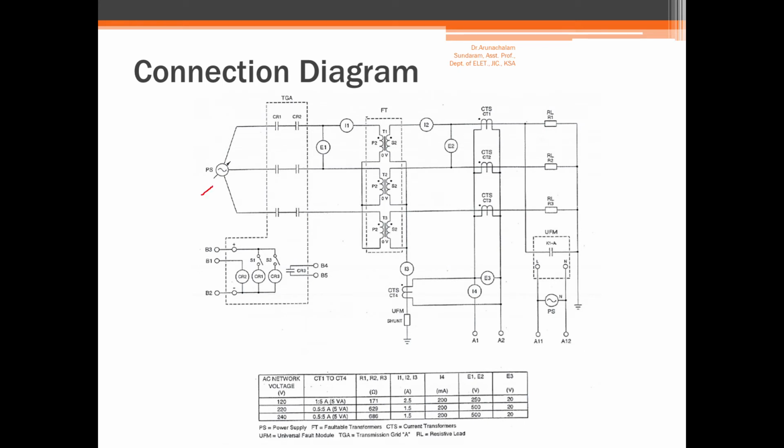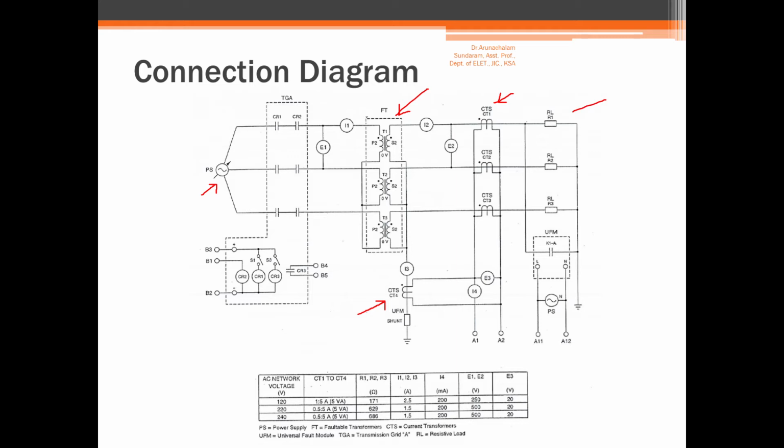So this is our source. This is our faultable three-phase transformer. Here this is the power transformer that we are trying to protect. These are the arrangements. These are the current transformers, and this is the neutral transformer. So in this particular experiment, we are trying to protect the secondary of the power transformer from a ground fault. So this is the normal arrangement, and these are the loads.